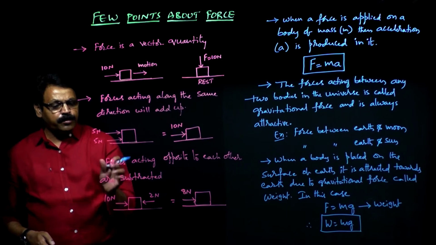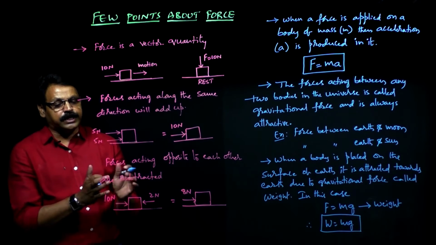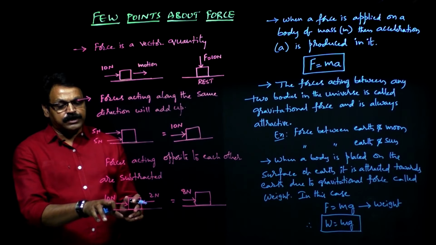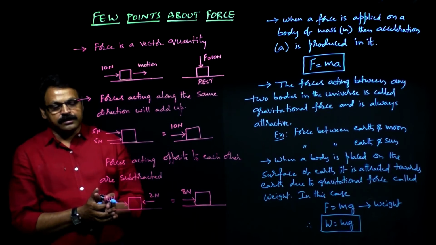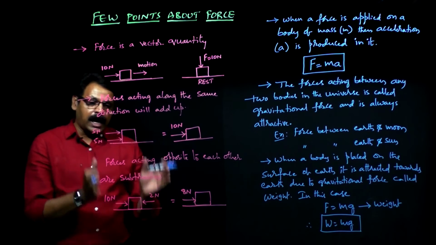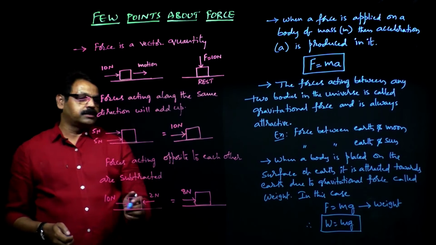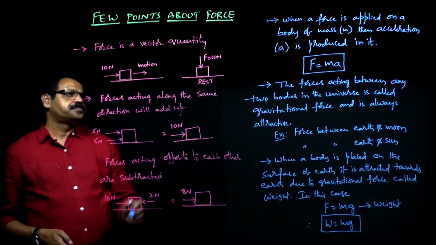Here 10 is the magnitude, that much amount of force, and Newton is the unit. Here 10 Newton represents both magnitude and unit, just like 10 kgs of rice. 10 kgs of rice means 10 is the number, the quantity, and kgs is the unit. Just like that, here force is represented in Newtons.